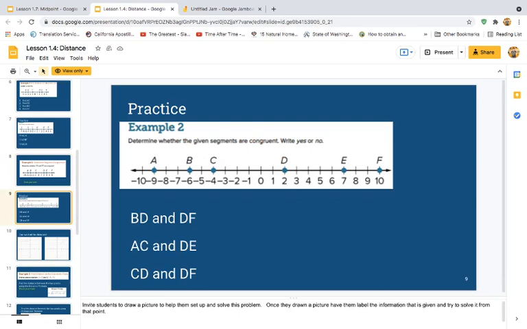Okay, on this slide, go ahead and take about a minute to do the same kind of analysis. Okay, pause the video and then check your work when you're ready.